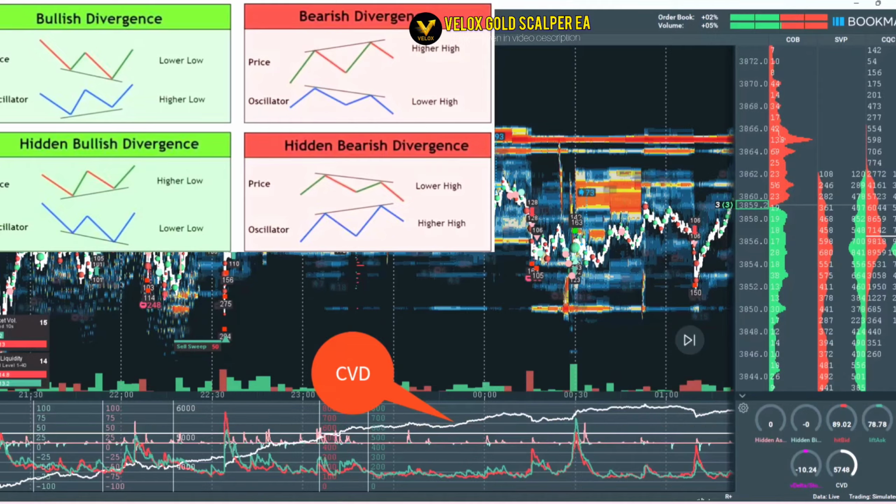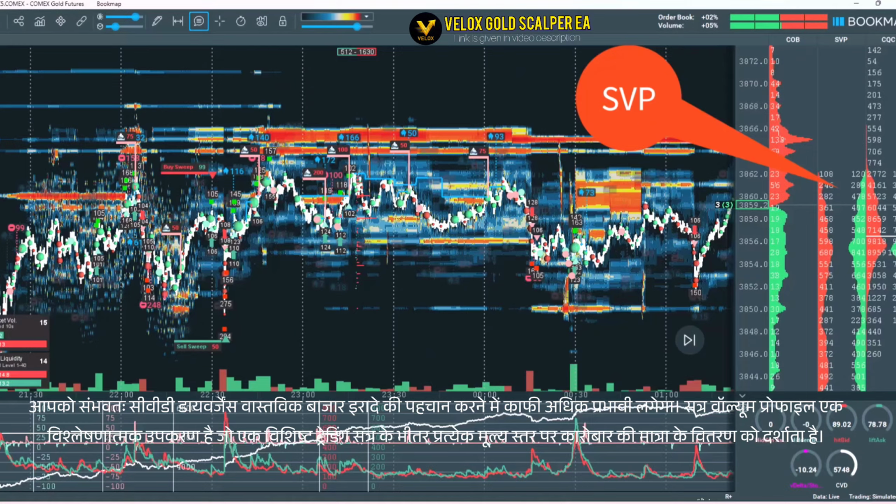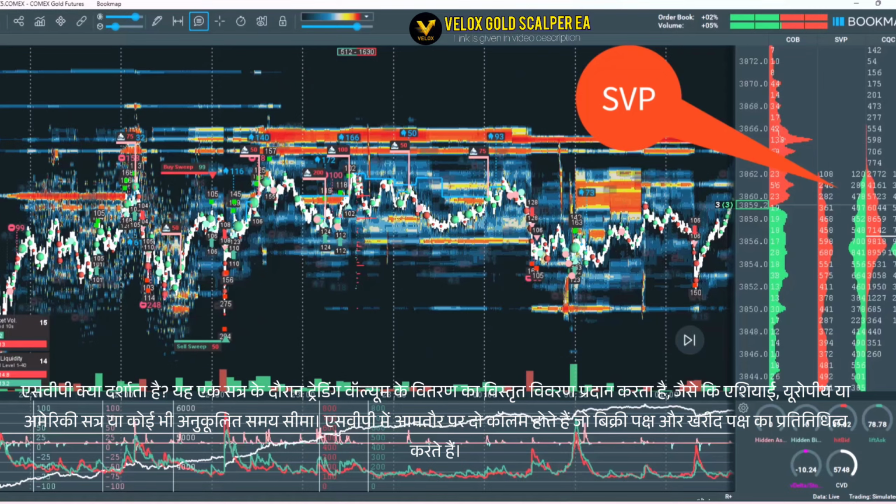Session Volume Profile is an analytical tool that visualizes the distribution of traded volume at each price level within a specific trading session. What does SVP show? It provides a detailed view of how trading volume is distributed throughout a session, such as the Asian, European, or US session, or any custom-defined time frame.